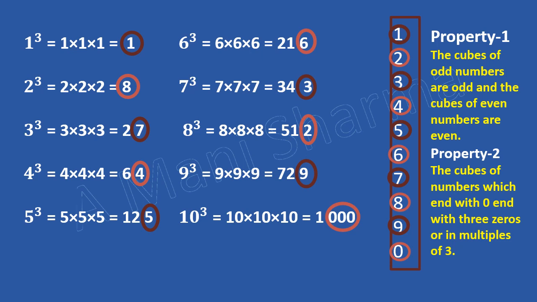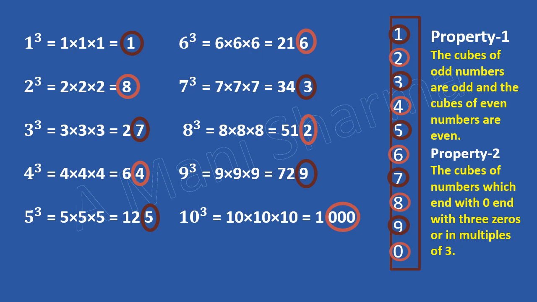Now, if you go through these cubic numbers, you will understand that cubes of odd numbers are odd and the cubes of even numbers are even. To bifurcate these things, I have encircled odd numbers and even numbers with different colors.